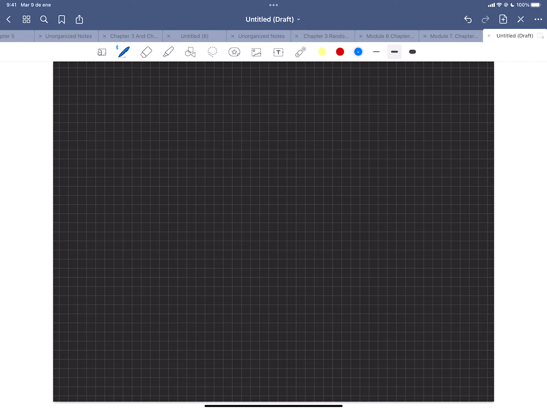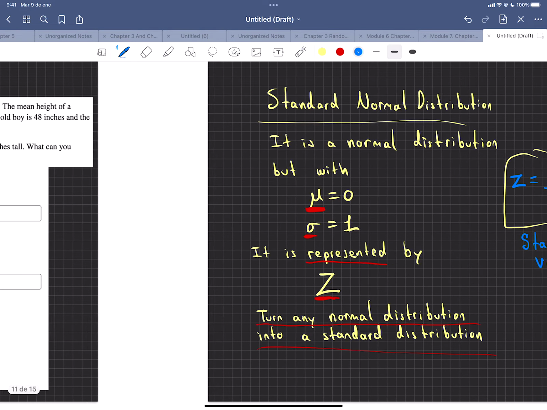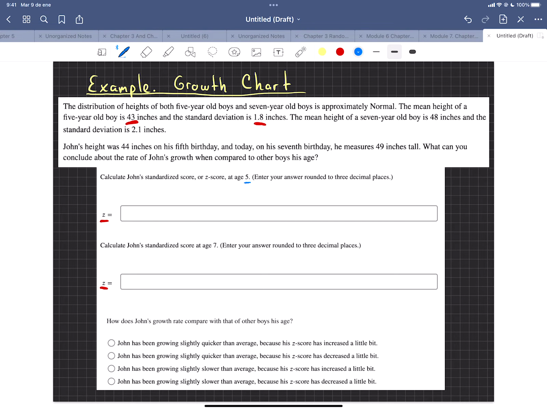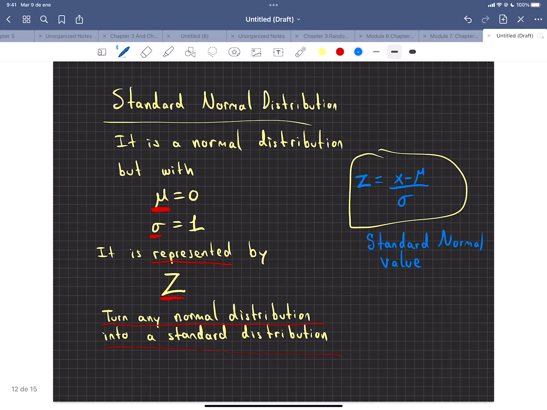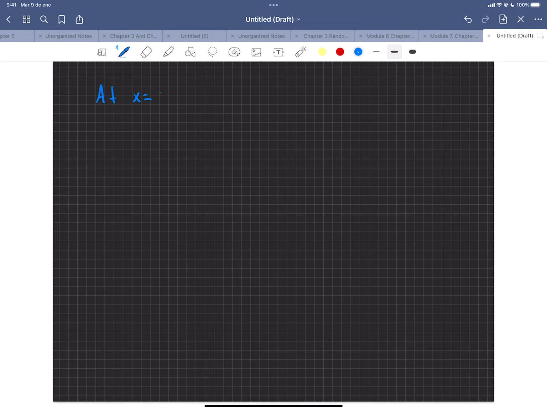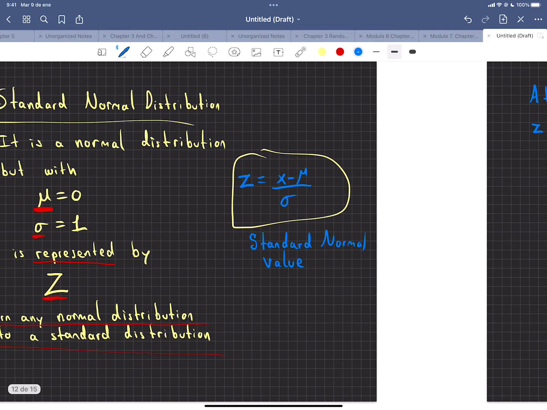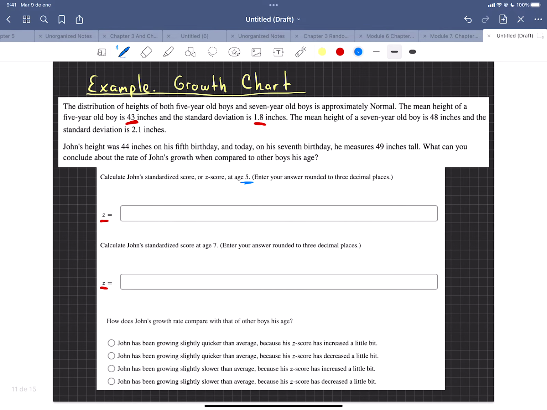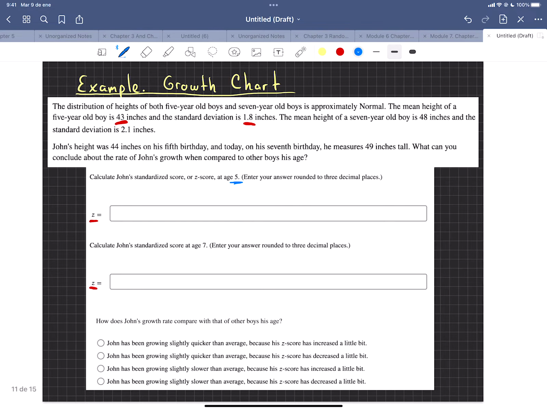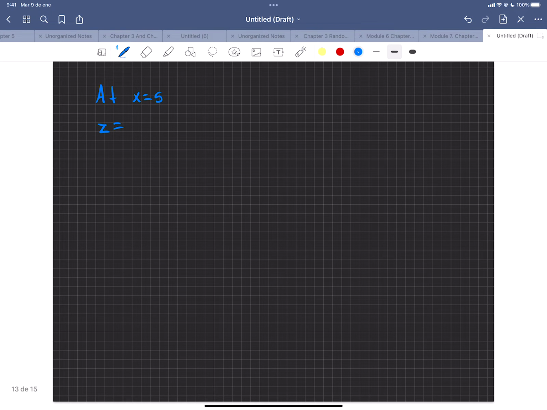So at x equal to, what is the first one? The first one is 4, 5. So first, x equal to 5. What is C? We're going to need mu and sigma. Mu and sigma are what? No, I'm sorry. I did it wrong. Let me fix this.